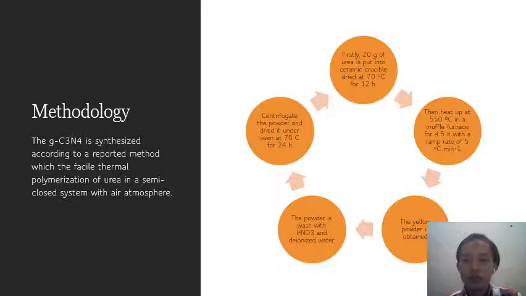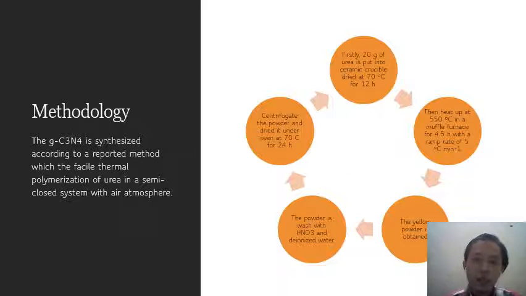Alright, for this slide, I would like to talk about the method that I use to synthesize the graphitic carbon nitride in a semi-closed system with an air atmosphere. The method that I use is called facile thermal polymerization of urea.